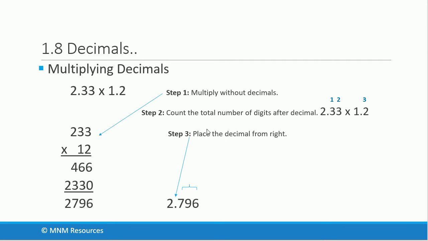Step 3, what you need to do is place the decimal from the right. So you know now that there are a total of 3 digits after the decimal point. You look at your answer, 2796, and you count from the right the number of digits after the decimal point. In this case it was 3, so you go 1, 2 and 3, and you place the decimal after the 2, so it's 2.796. This is how you place the decimal point.